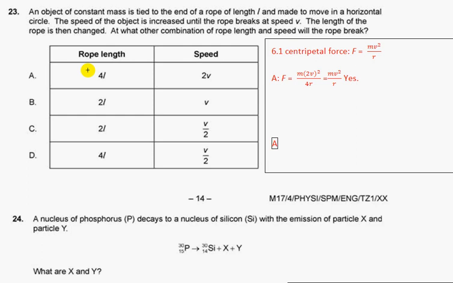So we check one by one. If length is 4, speed is 2, then we get the same mv squared over r. So formula from section 6.1 for centripetal force. So we choose answer A.